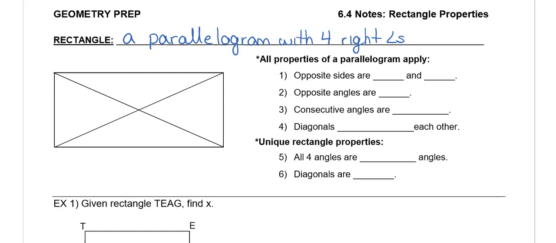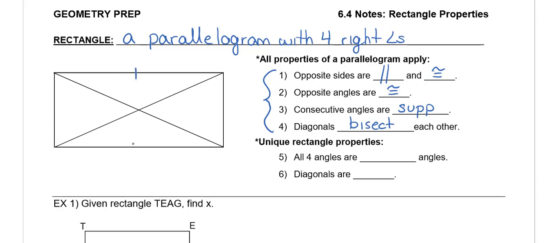So we just spent a lot of time talking about parallelograms. Now we are taking that same shape, and now we know a rectangle just has 4 right angles. So these first 4 properties of a rectangle are the same 4 properties of a parallelogram. So if it was true in a parallelogram, it's true in a rectangle. Opposite sides are parallel and congruent. Opposite angles are congruent. Consecutive angles are supplementary, and diagonals bisect each other.